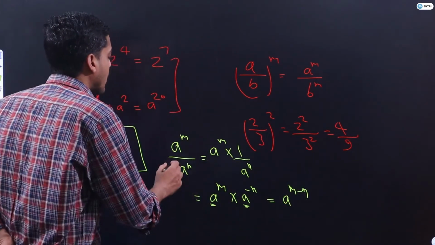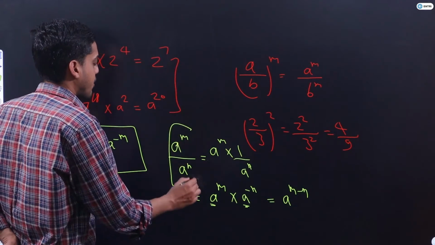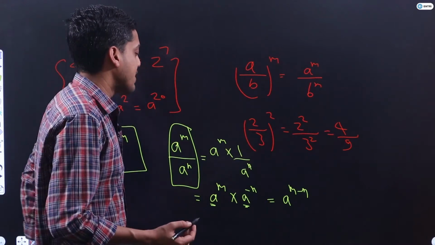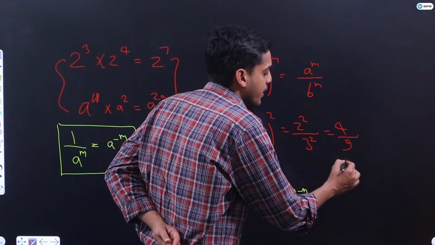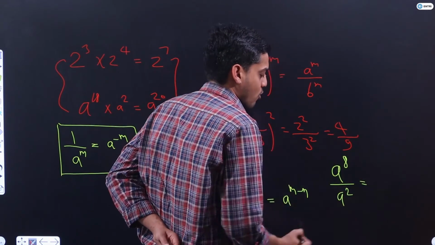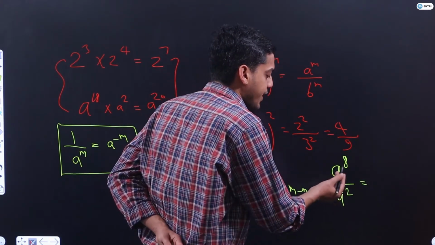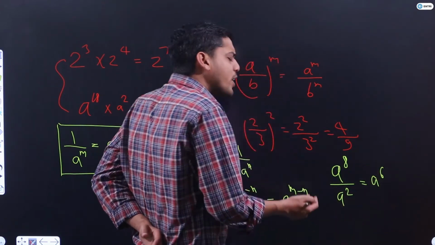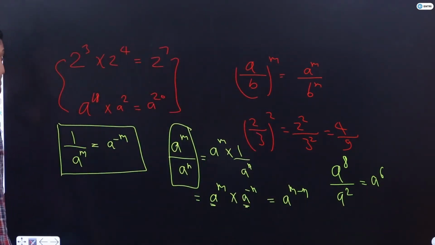I think we all know: a to the power m upon a to the power n is equal to a to the power m minus n. For example, a to the power 8 upon a square will not be a to the power 4. It is a to the power 8 minus 2, which is a to the power 6 only. This is a very basic thing.